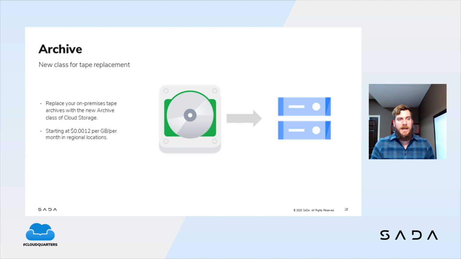Moving into our last storage class is really the archive. So this is really targeted for tape replacement. We're really trying to get everyone off of those tape libraries that have been sitting on premises and buried deep in data centers, right? It's offered at a super low cost, affordable price. Again, this is for long-term data retention and probably stuff, to be honest, that you're never going to touch again unless a compliance reason or something comes up that you really have to access this data.